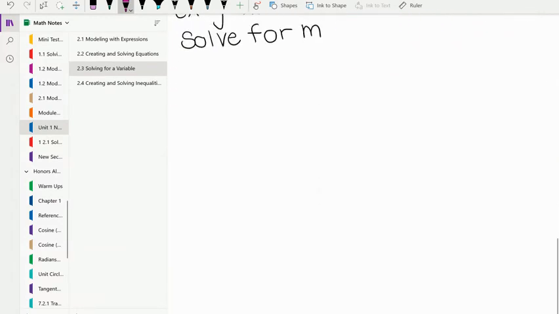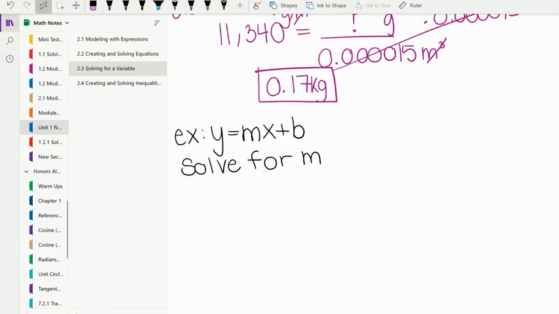All right, let's go ahead and try. This is our last problem. So this is another just solving for the variable. So again, we have y equals mx plus b. I want to solve for m, okay? So think of this, if they were numbers, what would we do? The first thing I would do is move over the b.